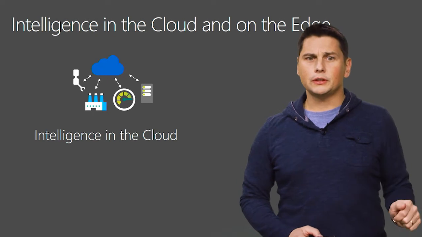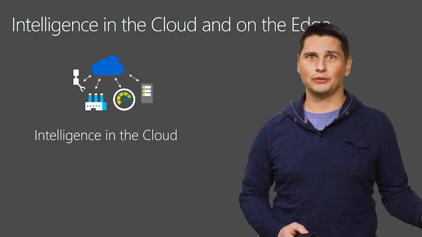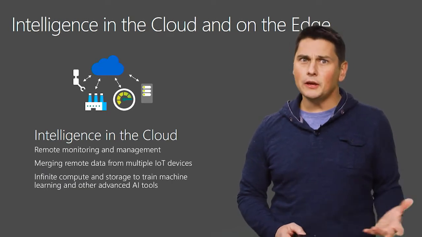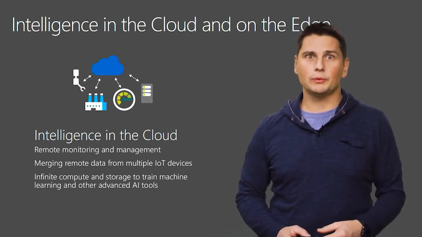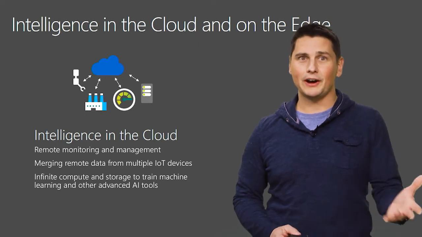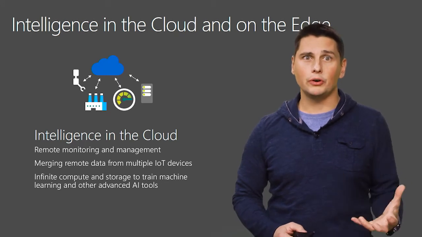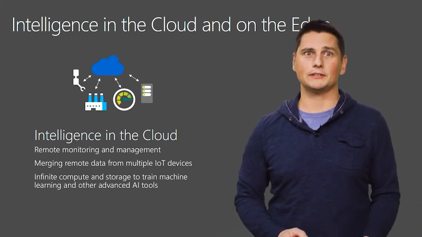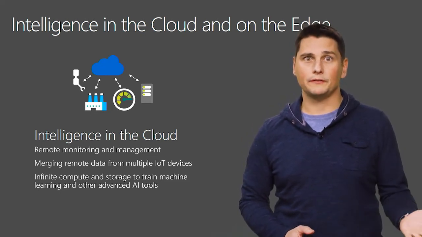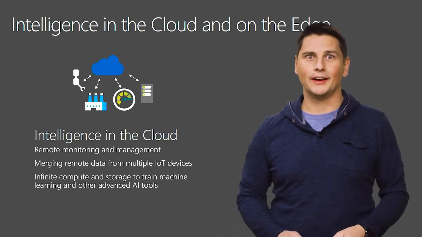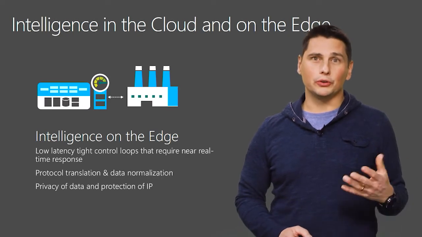It's often difficult, and that's why I want to spend some time on it, to understand when you need cloud intelligence and when you need intelligence at the edge. Think about the scenarios you can implement with intelligence in the cloud in an IoT solution. You can do remote monitoring and remotely manage devices, machines, factories, and things like that. Because you're in the cloud, you can merge data coming from multiple IoT devices. You also benefit from that infinite compute and storage, where you can train very advanced machine learning algorithms and other AI tools.